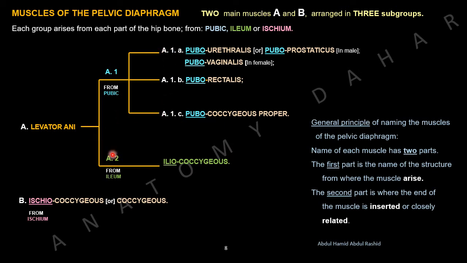The next one, A2, comes from the ilium: iliococcygeus, that means it comes from the iliac part of the hip bone to the coccyx. And the third one is from group B, ischiococcygeus or coccygeus, coming from the ischial spine of the hip bone to the coccyx.